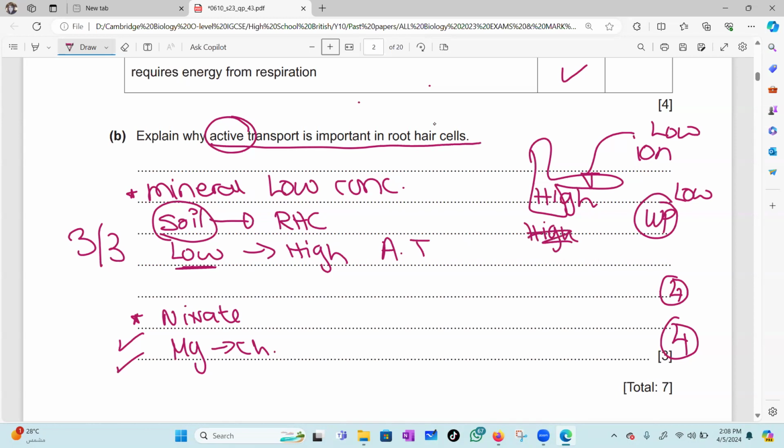No, outside you have less ions, yes, low water potential outside and high water potential inside, because outside I have lots of salts and little water. So you will add something like that. Now let's look at the mark scheme.